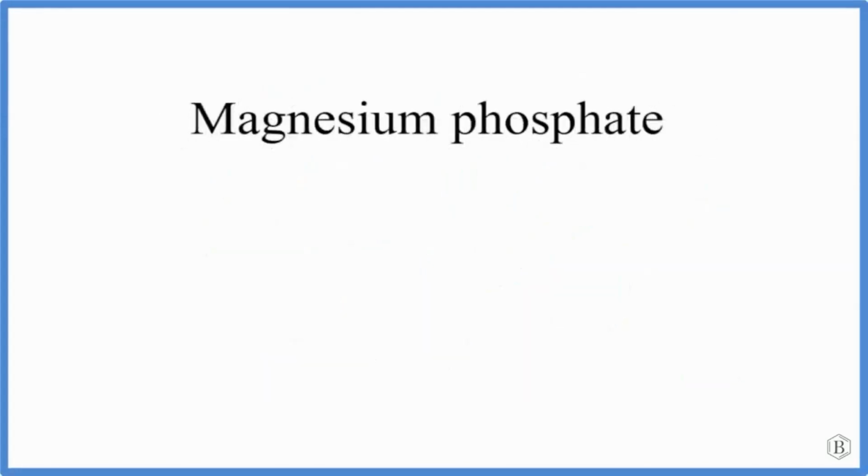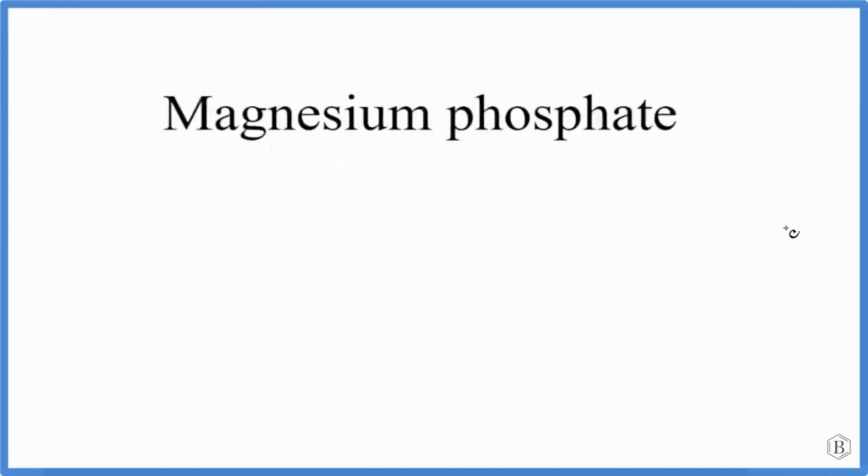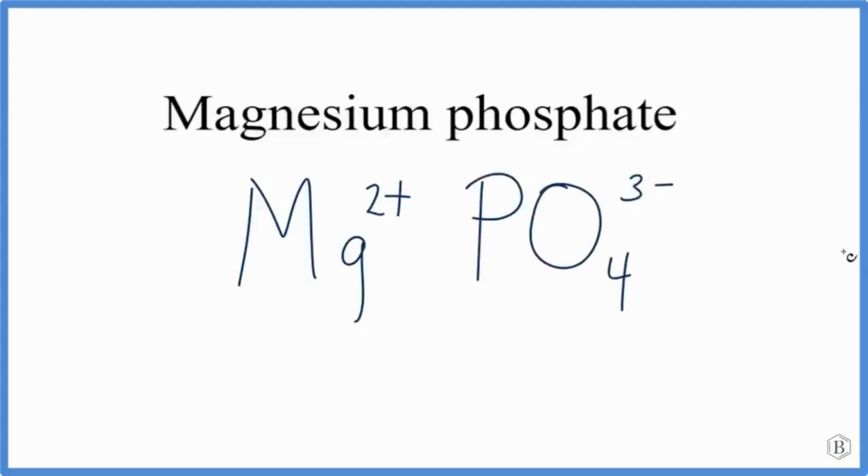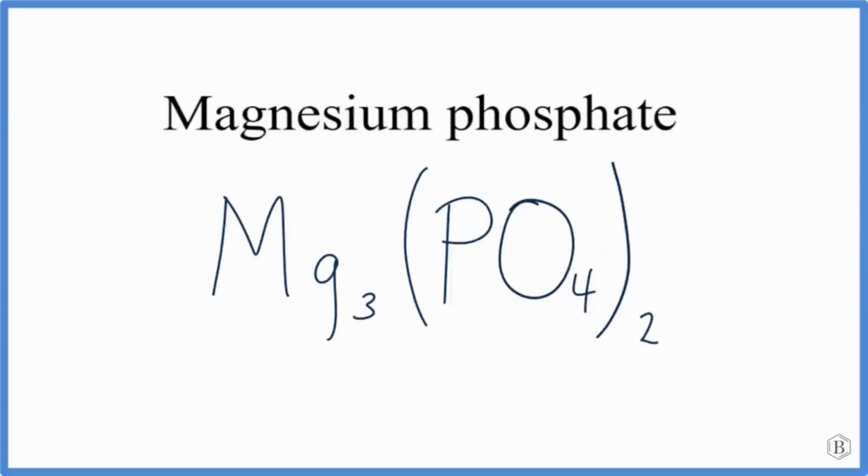Give this one a try. Magnesium phosphate. For magnesium phosphate, we have Mg, and that has a charge of 2+. We look up the phosphate because we know it is a polyatomic ion, and that's PO4 3-. We start with the crisscross method, move the 3 down here, the 2 over here. We write our parentheses and clean up these charges, and that gives us the formula for magnesium phosphate.